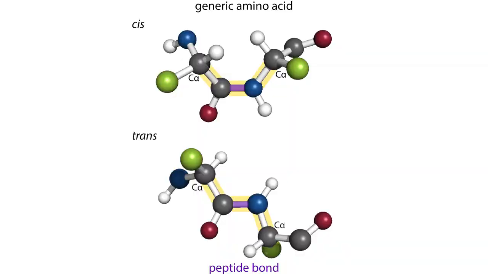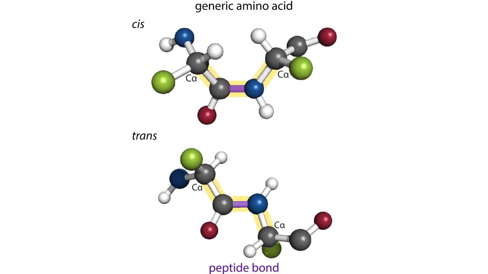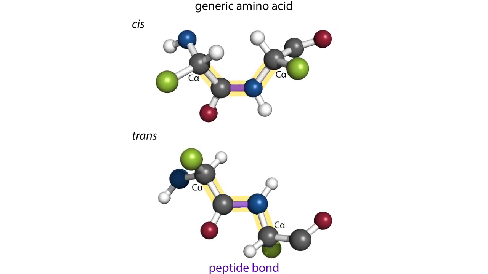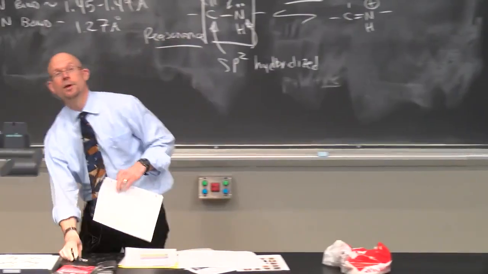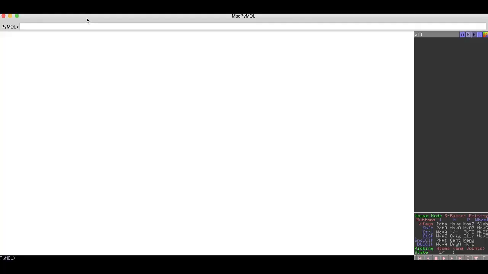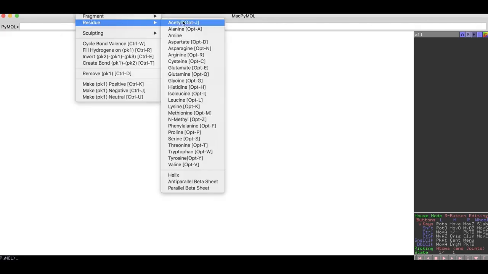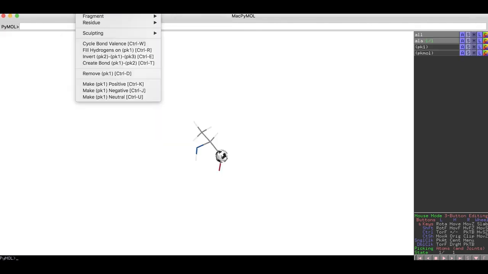And I'm showing to you, in general, the trans configuration and the cis configuration. And you can see exactly what the problem with the cis configuration is. Let me show it to you in one other way. This is PyMOL that you will have a chance to use yourself. Build residue. We'll make an alanine leucine dipeptide.